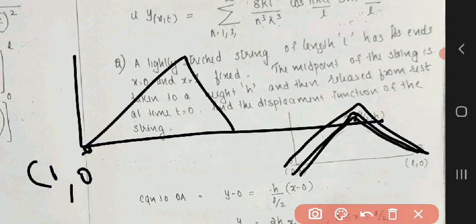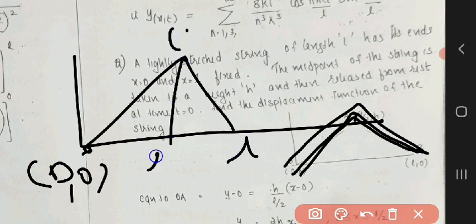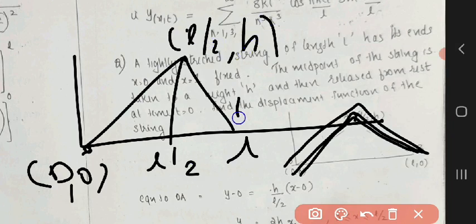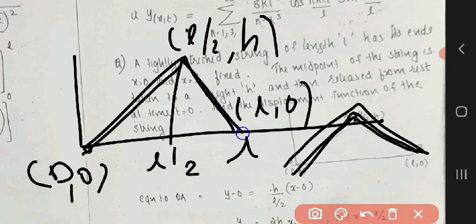What is this point? This is 0, 0. What is this point? This is the midpoint. This is the length L, so the midpoint means L by 2. So this is (L/2, h) and this is (L, 0). Our initial displacement is of this shape. This is the joining of two straight lines. The first straight line joins (0, 0) and (L/2, h), and the second straight line joins (L/2, h) and (L, 0).